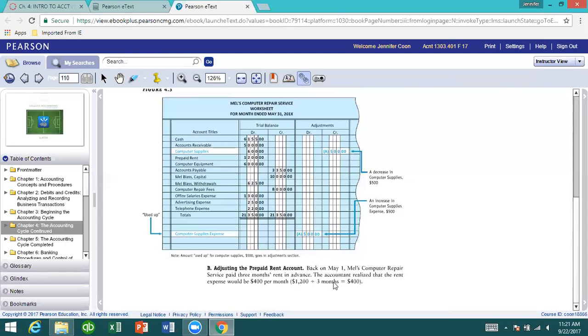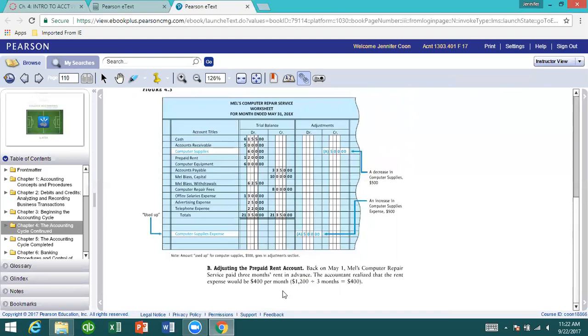Now, the next category they talk about is rent. So we have a customer come in and they pay us rent. Well, hang on, let me say that backwards. We are paying our rent up front. We paid for 3 months rent up front. We get down to the end of the month and we've used up 1 month of rent, right? So we've got to adjust our prepaid rent account to show that we don't have the full 3 months in there. We only have 2 months left.